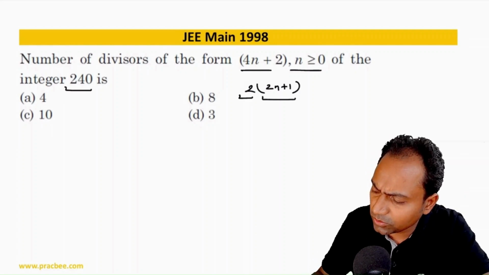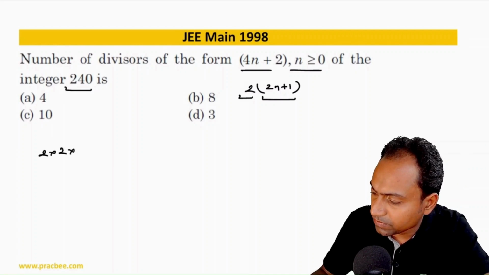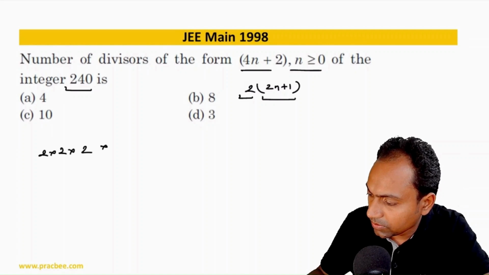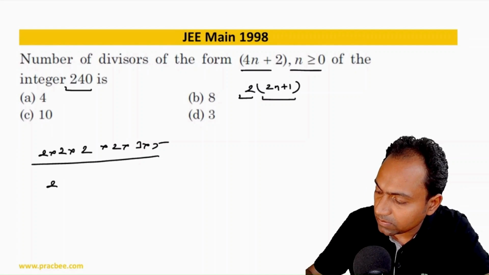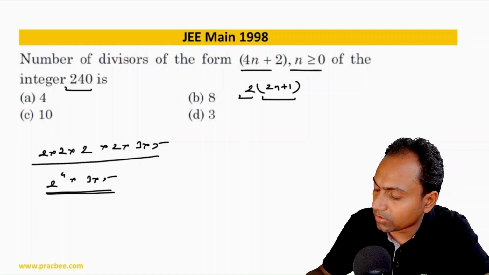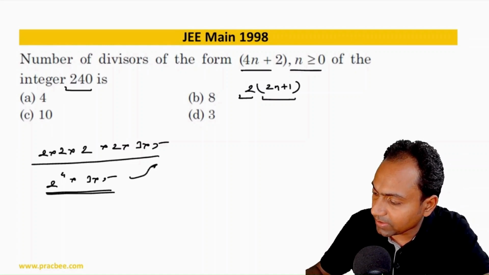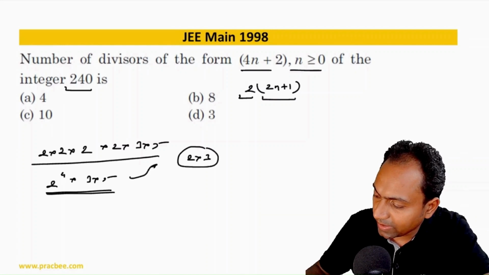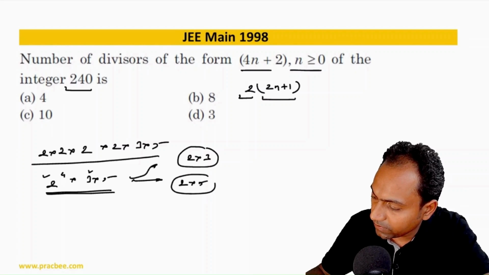Now this is a very simple question, because if you factorize this, it is 2 into 2 into 2 into 2 into 3 into 5. You simplify, and what we are getting is 2 raised to the power 4 into 3 into 5. Now if you think about the number of factors of this form, one such factor we can write is 2 into 3. We have taken one 2 from here and 3 from here. Another such factor can be 2 into 5.